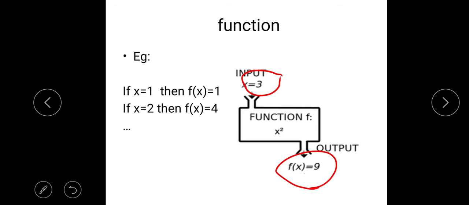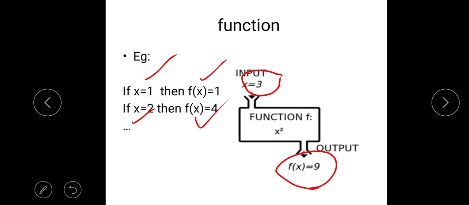Similarly, if you are inputting the number x is equal to 1 to this machine, what will be the output? The output will be 1, the square of 1. Again, suppose we are inputting the number 2, by this operation, what will be the output? The output will be 2 square, that is equal to 4. So simply what we can say about a function, it is like a machine: for various input values, something happens inside this machine and we will get the corresponding outputs.